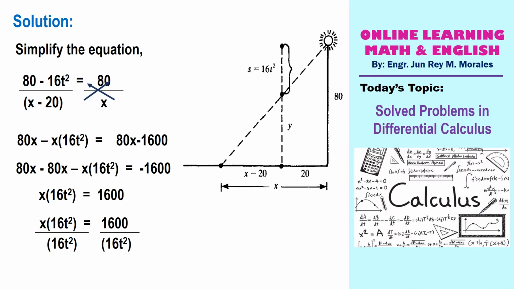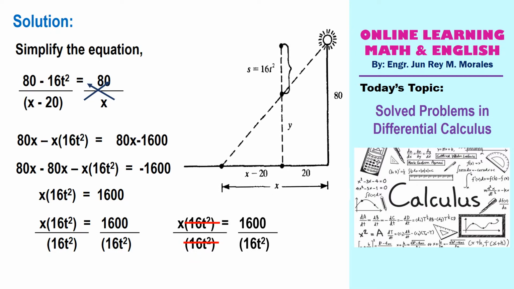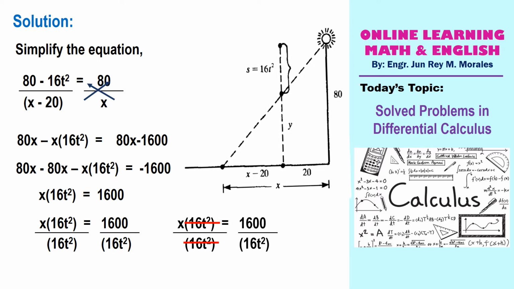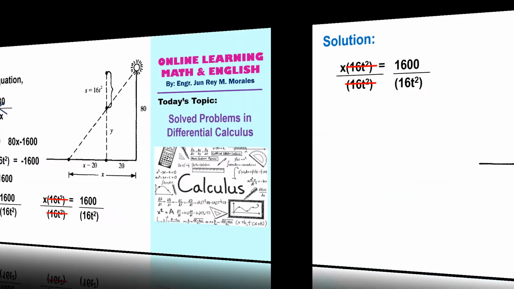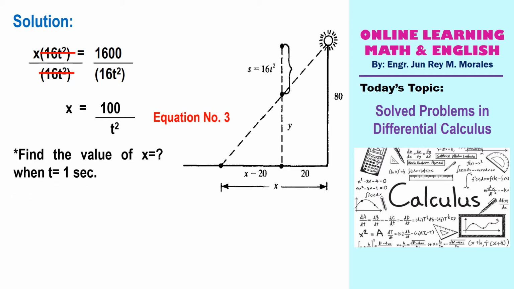Let's continue solving and simplify the equation so that the left side of the equation will only contain the required value, which is x. The simplified equation is x is equal to 100 divided by t squared. Let's call it equation number 3. Now let's solve for the value of x when the time is at 1 second. Substituting t is equal to 1, we find that x is equal to 100.